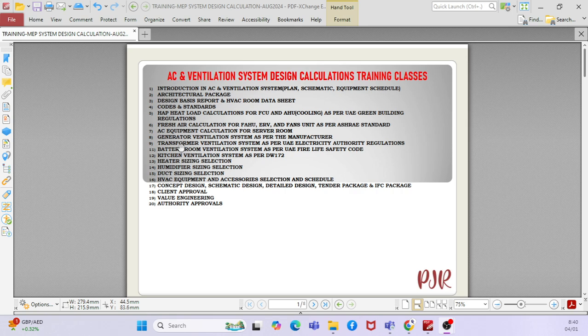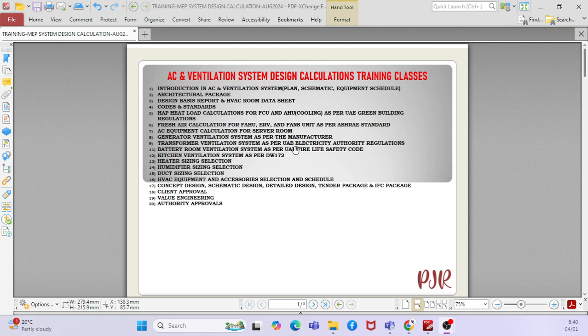When you are working in building services, you have different types of calculations. For example, AC and ventilation consists of thermal load calculation, to define the capacity of the equipment, such as FCU or AHU. Then fresh air calculation. This will be done as per ASHRAE standard. The thermal load calculation follows ASHRAE, or you can say UAE Green Building Regulations.